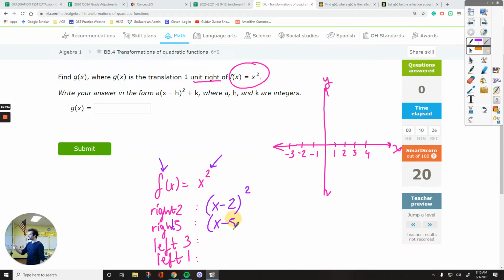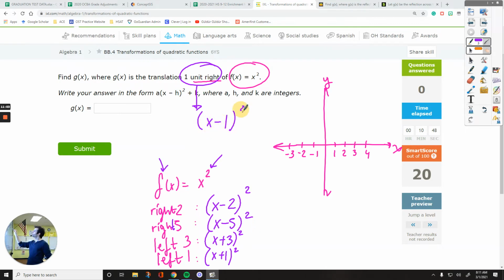So x minus 5 squared, and then left 3 is, this time we are adding it, the opposite, when you deal with horizontal movement. Left one is x plus 1 squared. Now reading our question, it says 1 unit right. So if it says right, you'll subtract it and then keep that exponent the same. We just modified the variable this time. With the horizontal movement, you modify the variable. With the vertical movement, you modify your whole function.